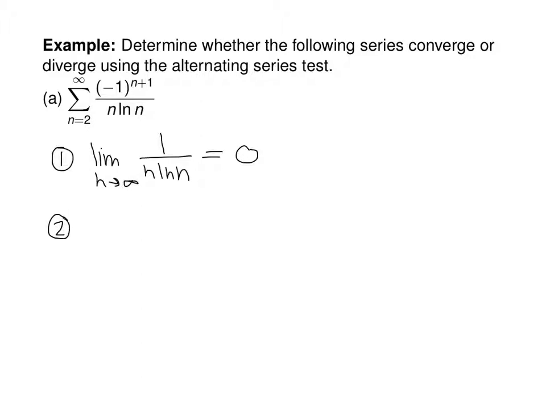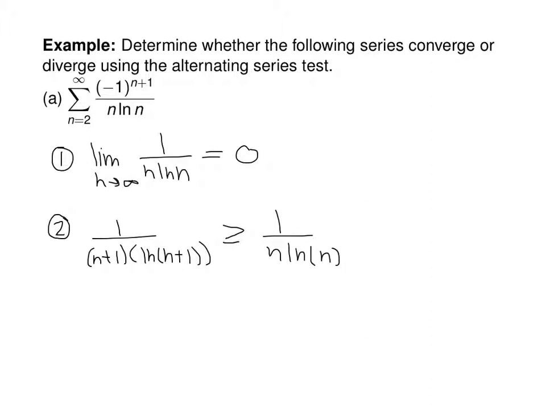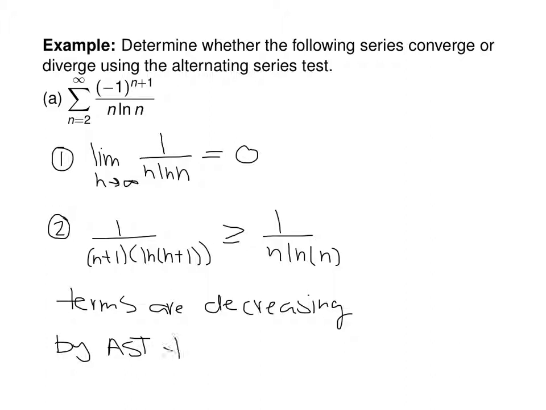And the second condition: it is true that 1 over n plus 1 times ln of n plus 1 is definitely less than or equal to 1 over n ln of n. So your terms are also decreasing, and that's true because ln of n is an increasing function. So by the AST, the series converges.